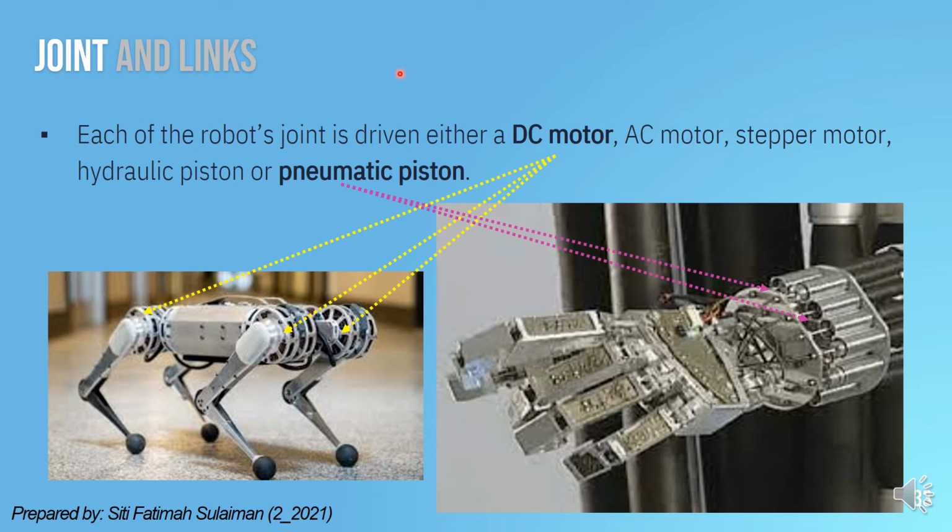Okay, so each of the robot's joints is driven by either a DC motor, AC motor, stepper motor, hydraulic piston or pneumatic piston. So the left figure shows a robot driven by a DC motor. So these are the DC motors which drive the robot. Okay, and the right figure here shows a robot driven by pneumatic piston. So these are the pneumatic pistons used to drive the robot arm.